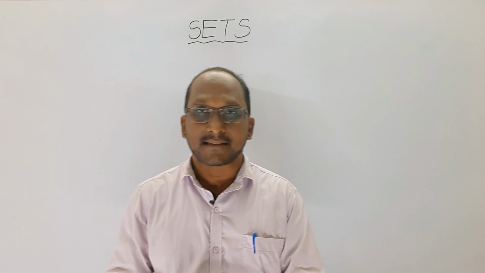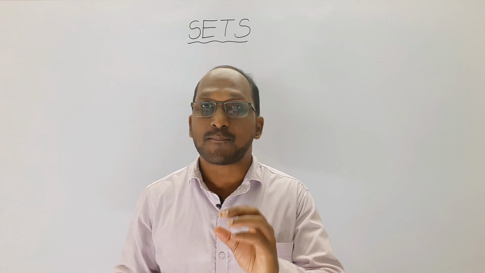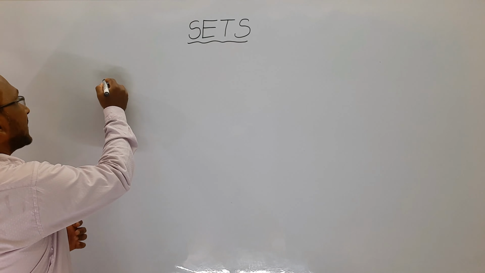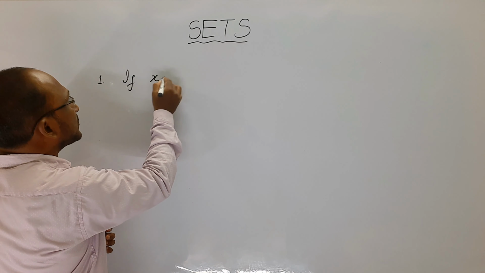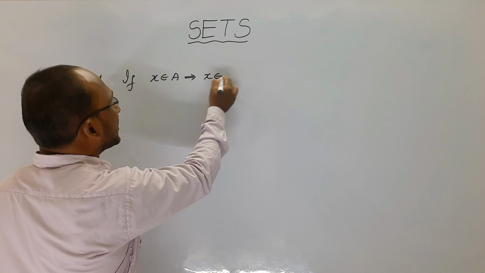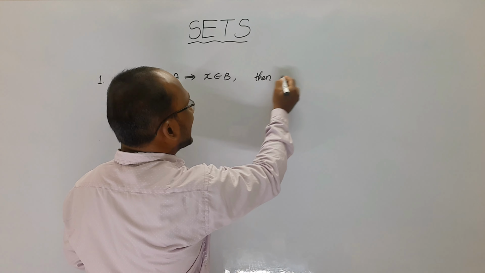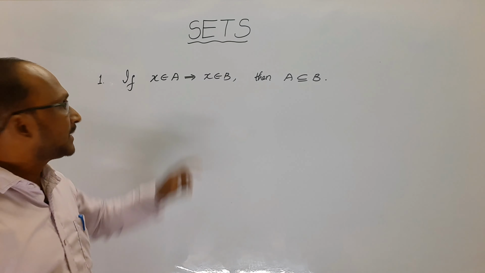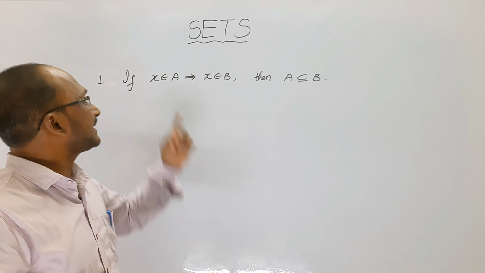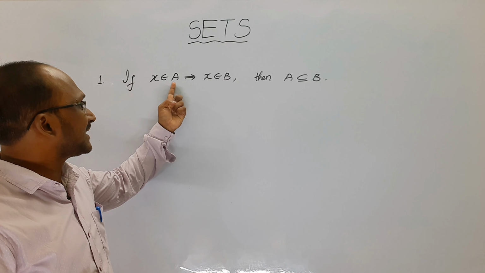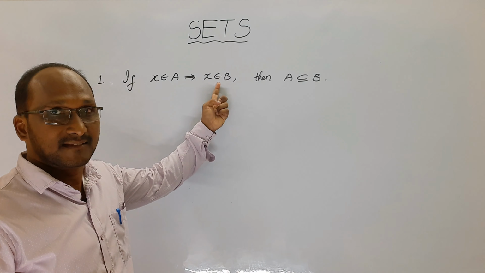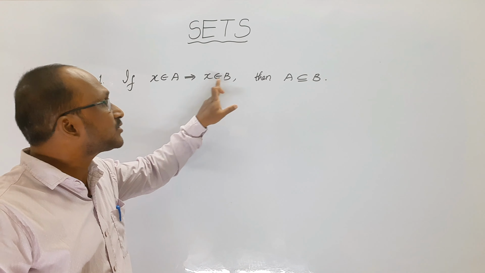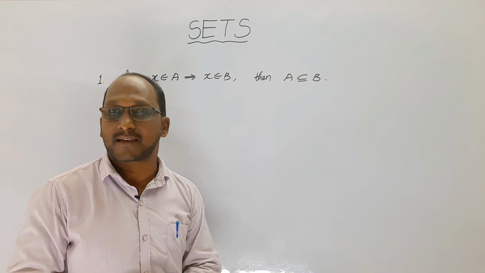Okay students, before starting discussing the problems, first let us see some basic concepts which are helpful for us in solving the problems. So the first one is, if x belongs to A implies x belongs to B, then we can say that A is a subset of the set B. Here x belongs to A. Element x can represent any element in the set A. So if you take any element in the set A and if this condition implies x belongs to B, it means whatever element you can take in the set A, if that element belongs to set B, we can conclude that A is a subset of B.